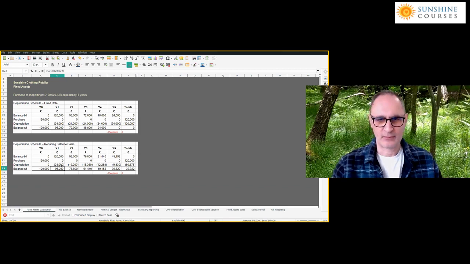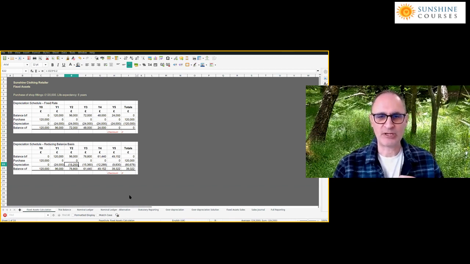At the end of the first year, we start off the year with £120,000. As with a fixed rate, we apportion 20% of that cost. At the end of the first year, we're down to £96,000 left. So at the start of year 2, we've got £96,000. Only this time, we're going to take 20% not of the cost of £120,000, but on the balance at the beginning of the period. So instead of having £24,000, we have £19,000.